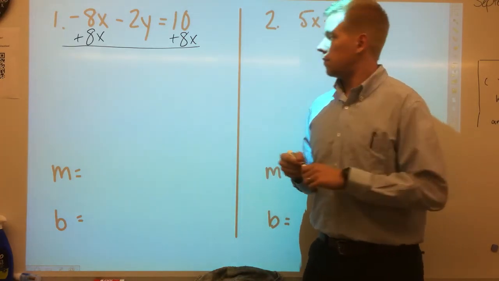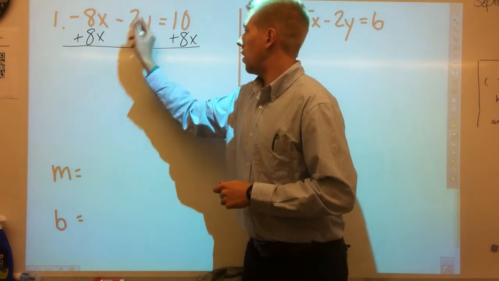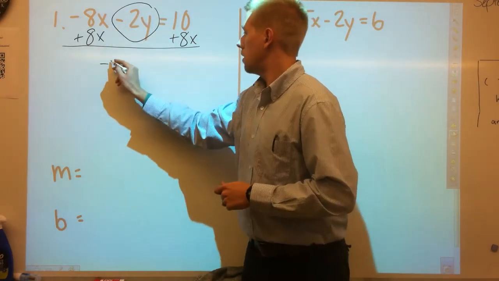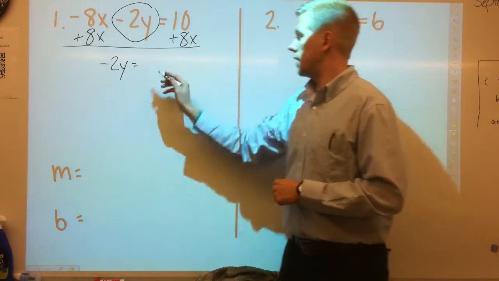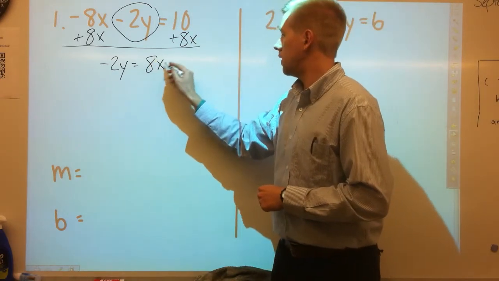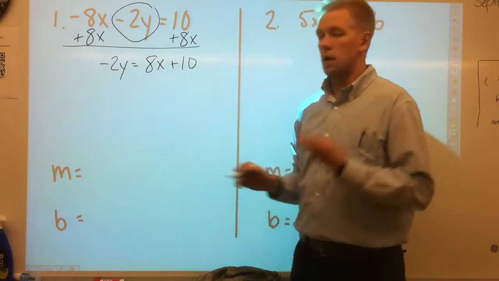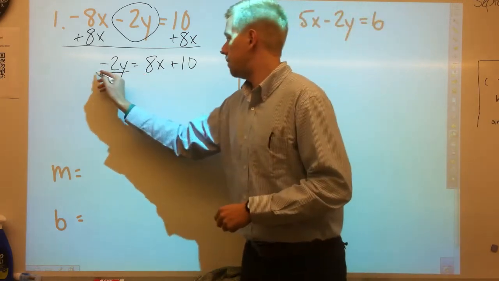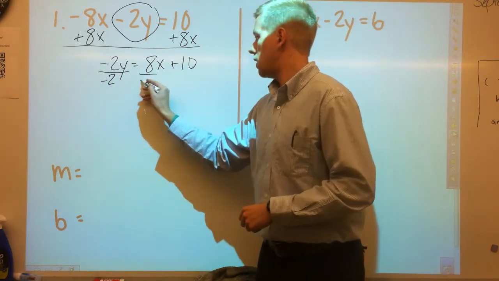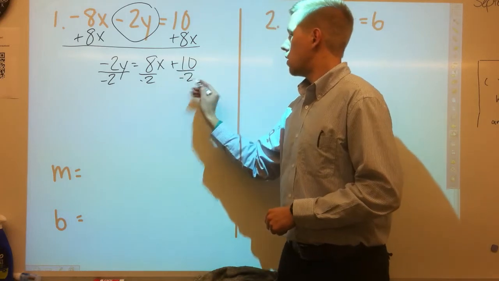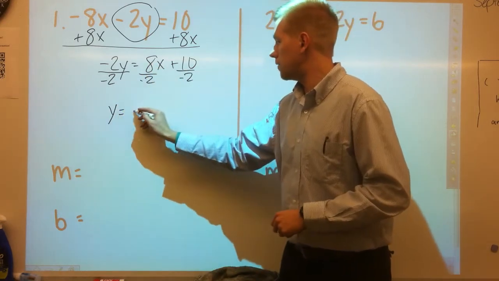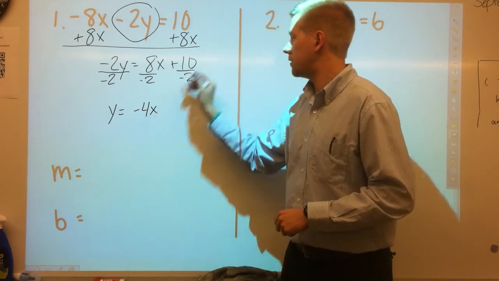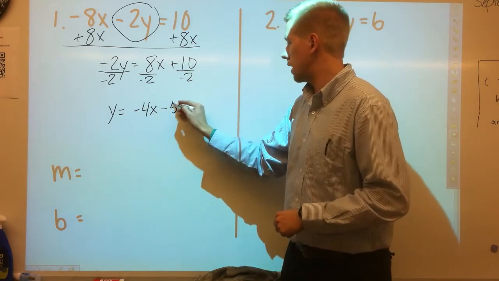When we do that, my 8x is canceled, bring down the whole negative 2y. And again, I write the 8x in front of my 2y because I want my x variable to go first. Step number 2, divide by the negative 2 in front of my y. When I divide by negative 2, I'm left with 1y equal to 8 divided by negative 2, which is negative 4. That simplifies. 10 divided by negative 2 is negative 5.